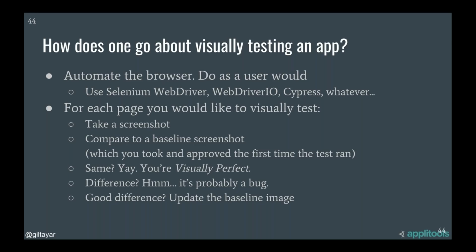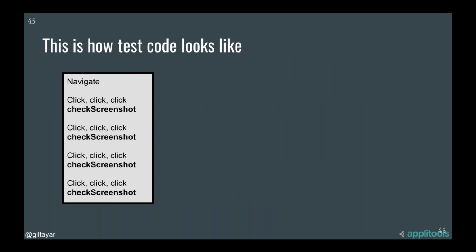Is it exactly the same? Yay, you are visually perfect, you can go on to the next test. Is there a difference? It's probably a bug. Sometimes it's not, sometimes it's a good difference, like you added a button because it's a new feature, fine. Update the baseline image and continue on to the next test. And obviously the comparison brings with it a lot of false positives and false negatives. But if you had good algorithms, and Applitools really helps you in that area, then you won't have any false positives or false negatives.